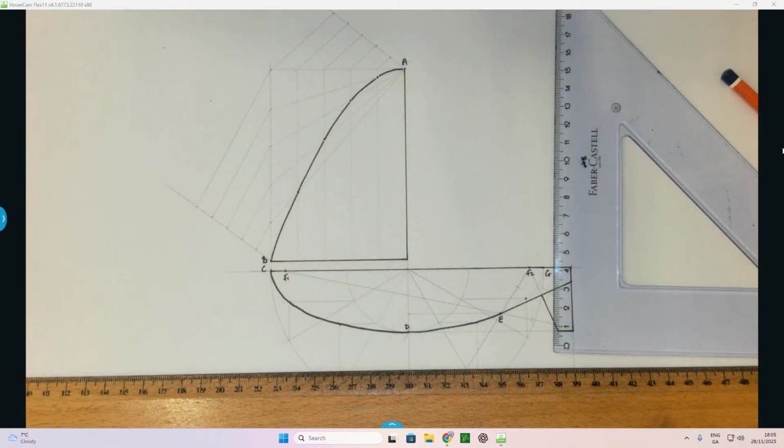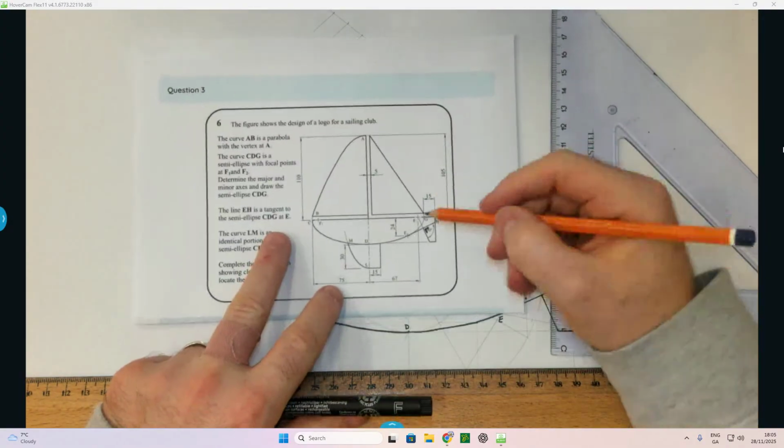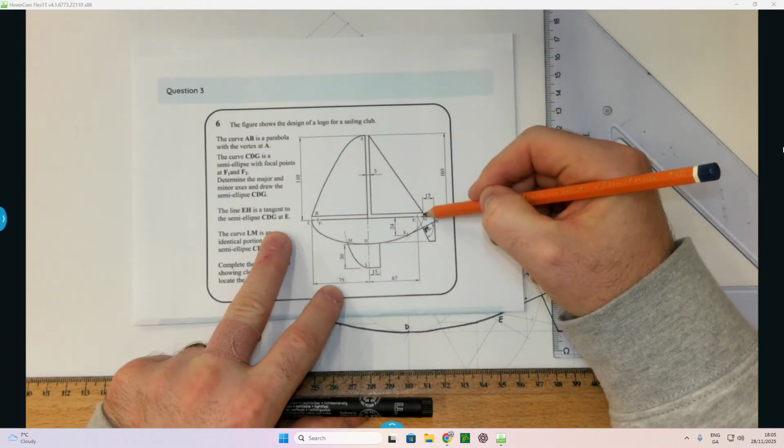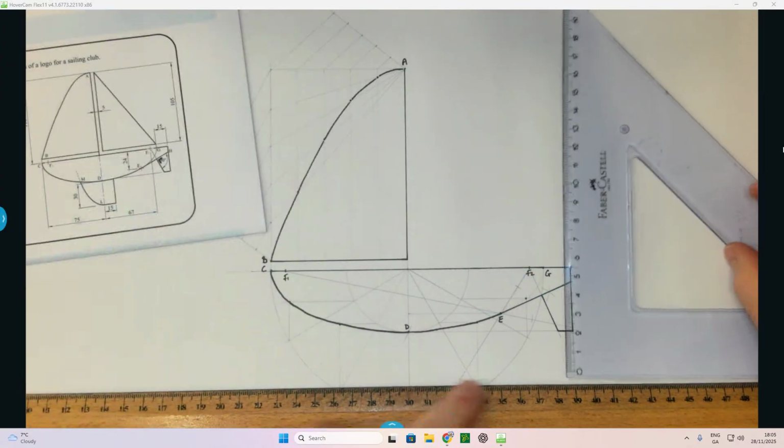And there we go. So there is our curve. Now what we want to do is get the triangle. Very easy to get the triangle. There's a little 5 millimeter gap, and it's in line with point G out here. So to get the triangle, very simple.